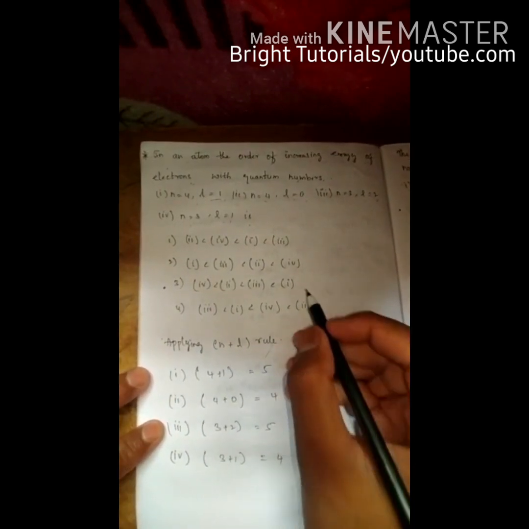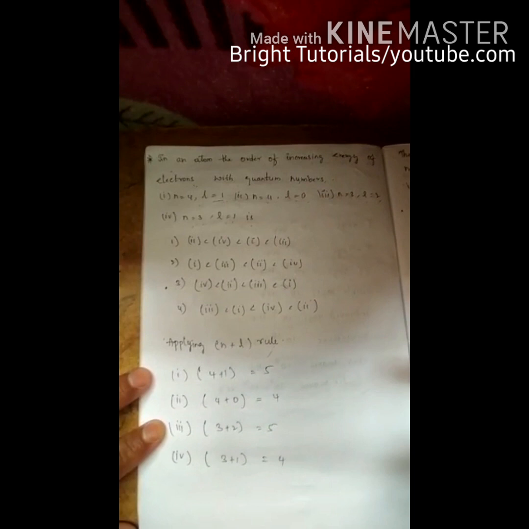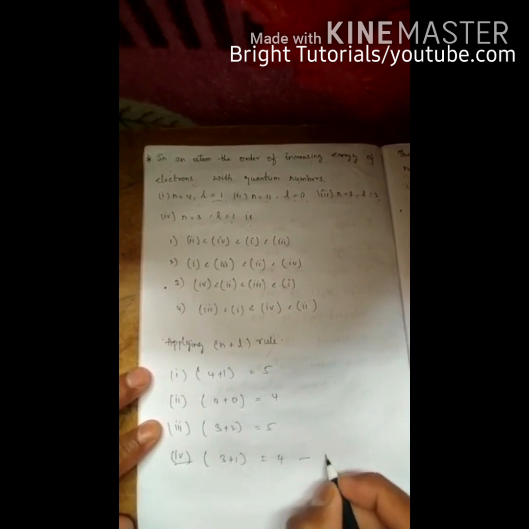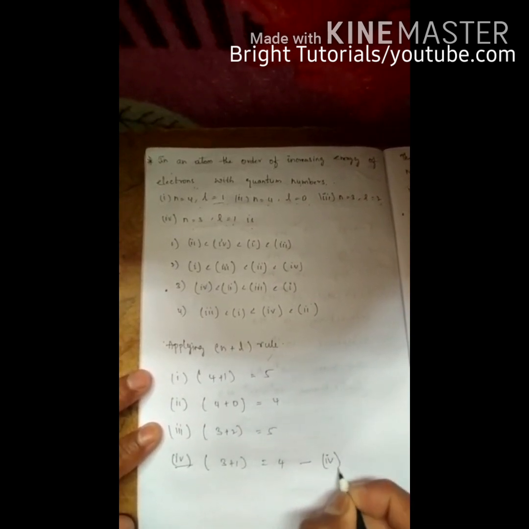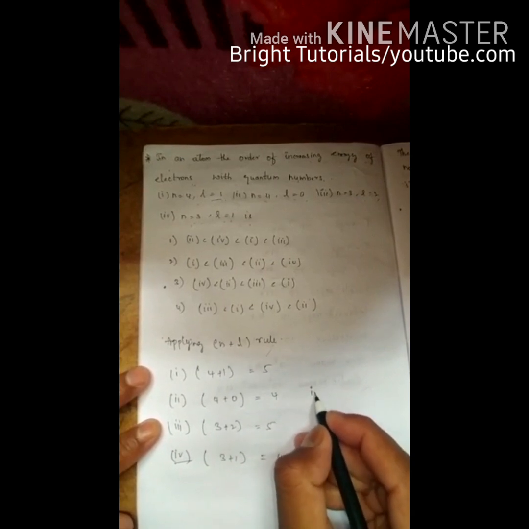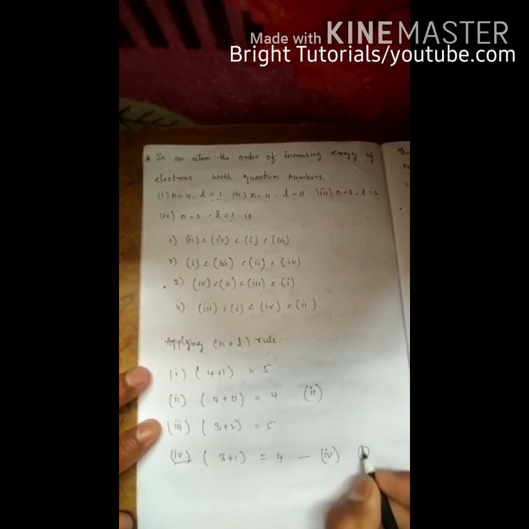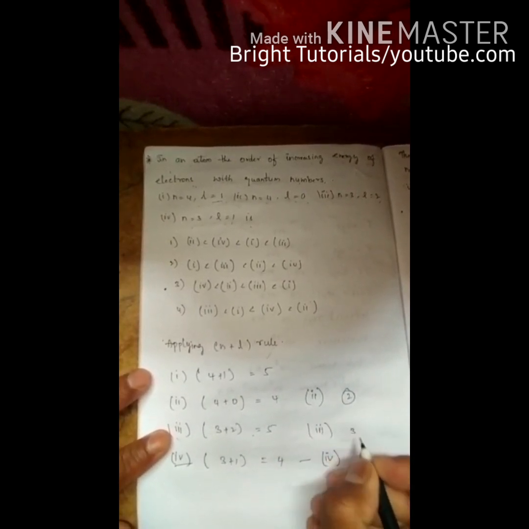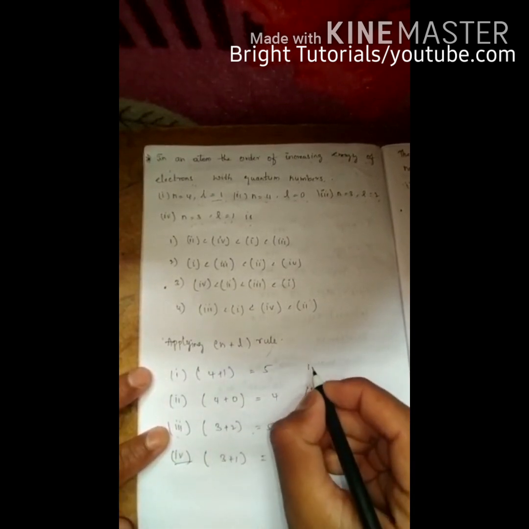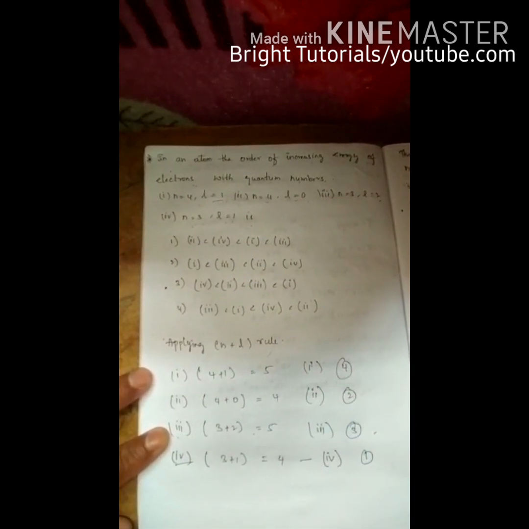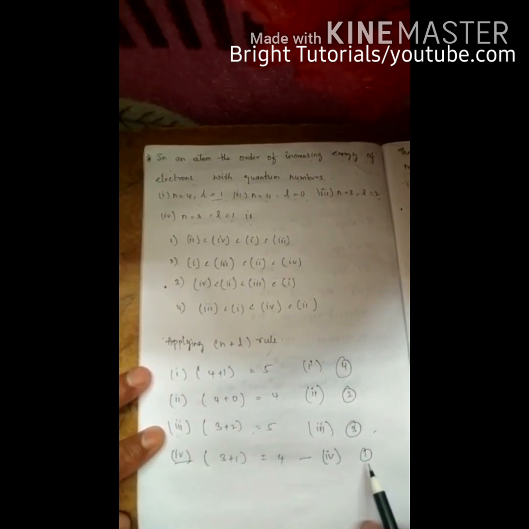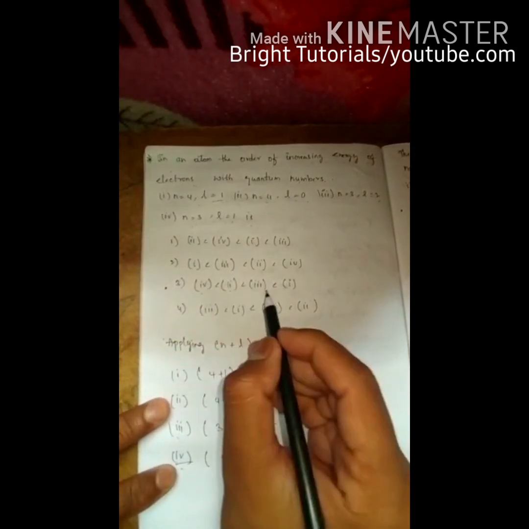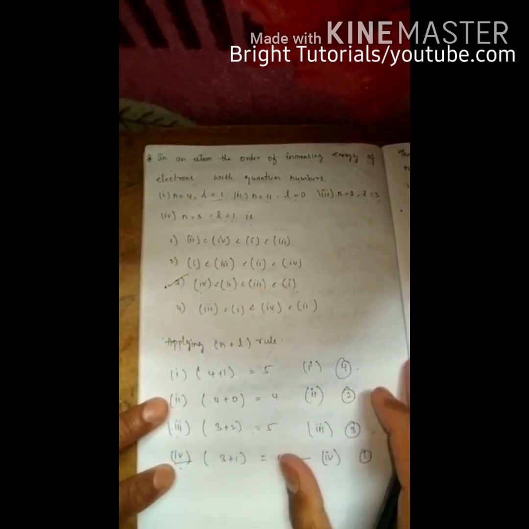So now in increasing order, that means first we have to start from the smallest, then slowly increase. Here the fourth option has 4, so this comes first, then the second comes second, then the third one comes third, and the first one comes fourth. So we have to see the order: 4, 2, 3 and 1. So the answer is 3.